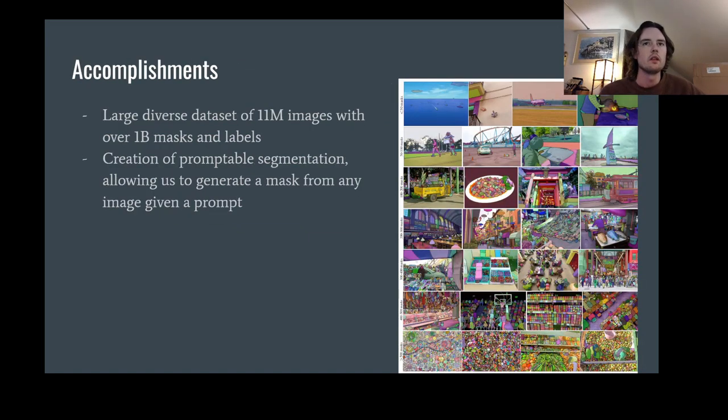So, what did these authors accomplish? The Segment Anything team has created a large, diverse dataset of 11 million images with over 1 billion masks and labels with a high resolution that will be publicly available. The team has also created promptable segmentation, a task which allows a user to generate a mask from any image given a prompt from the user for what they are trying to identify in the image.